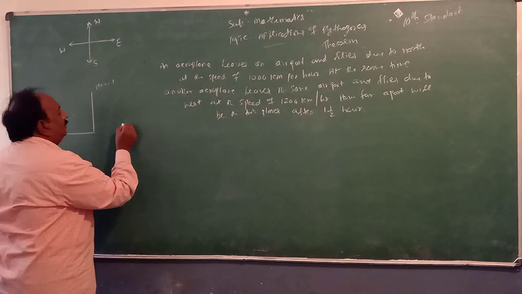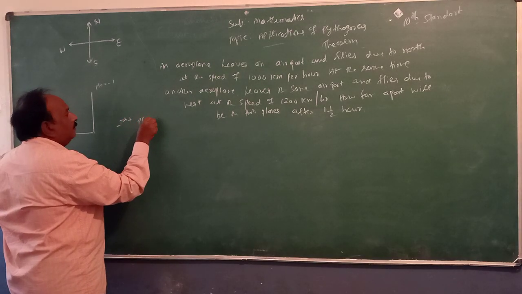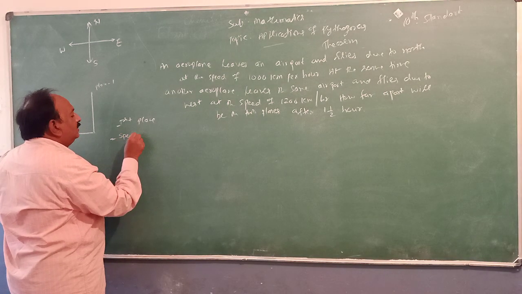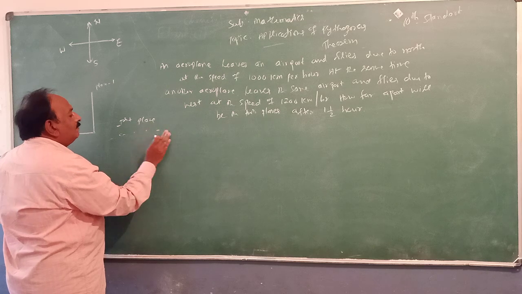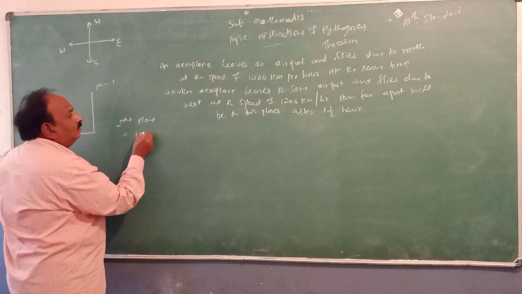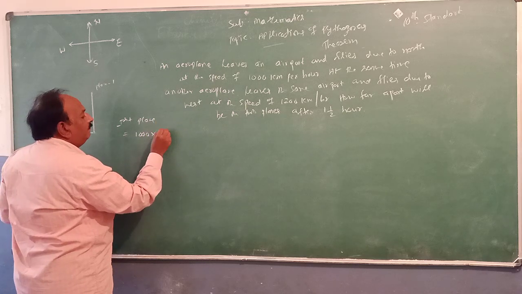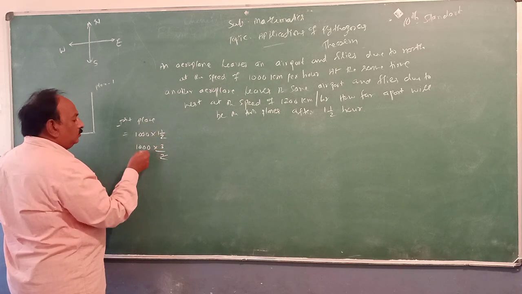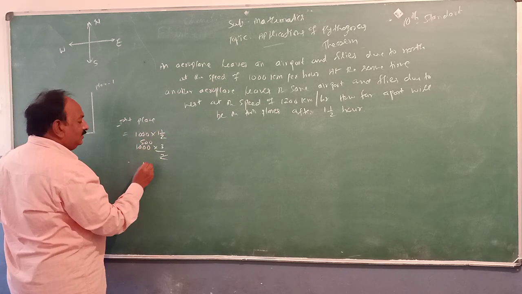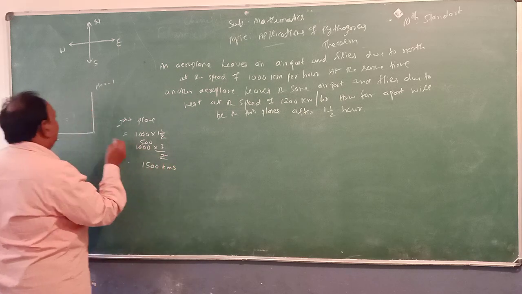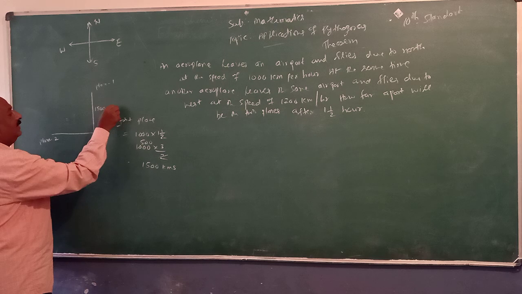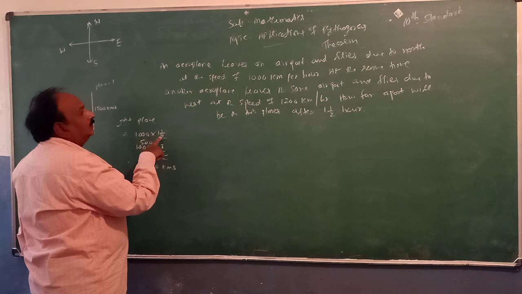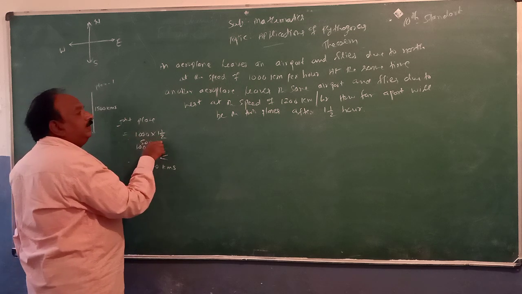After 1.5 hours, first plane: distance is equal to speed into time. So we may simply write 1000 kilometer into time, 1.5 hour, that is 1000 into 3 by 2. 2 ones are 2, 5s are 500, 3s are 1500 kilometer. This is 1500 kilometers. This is the first plane, distance is equal to speed into time.